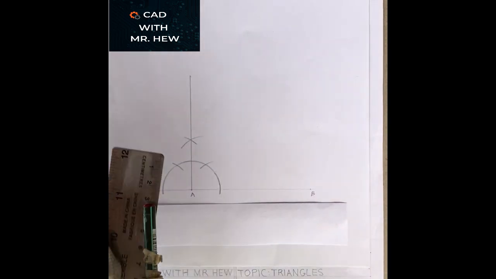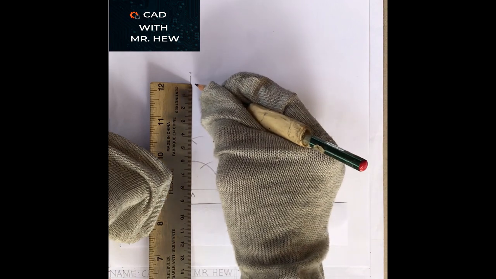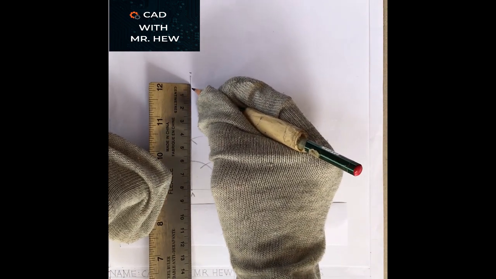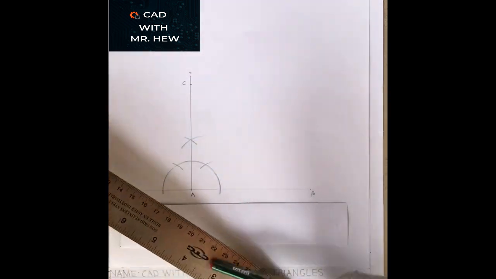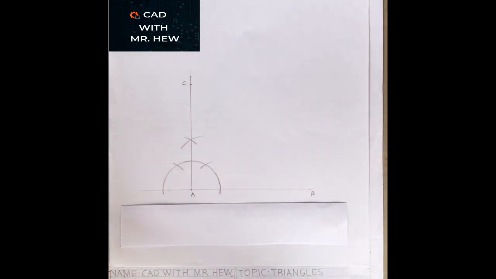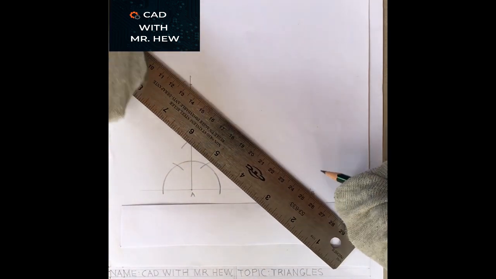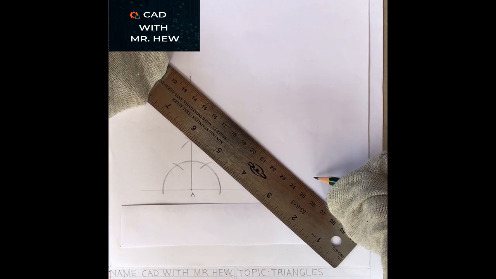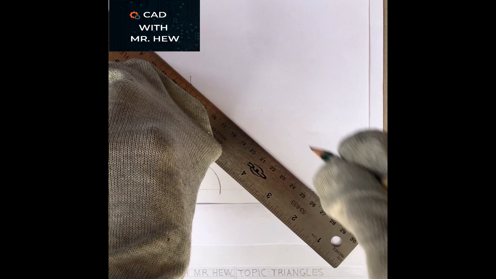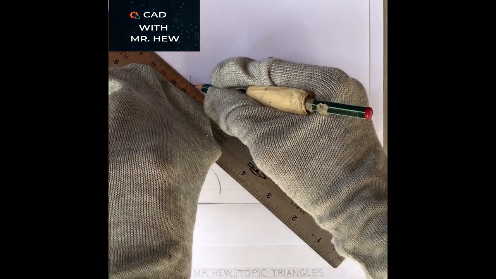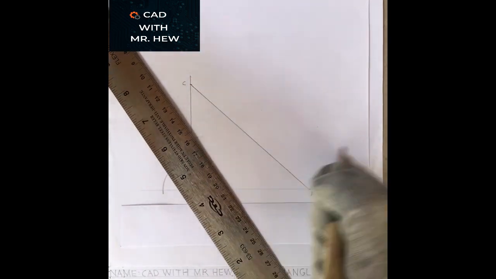The next thing we're going to do, we're going to measure the height of the triangle. So we measure, and then we label that point C. Then we use our ruler to connect the points C to B to form the required triangle. So we use our ruler and our pencil to draw the triangle ABC, the right angle triangle ABC. Okay?